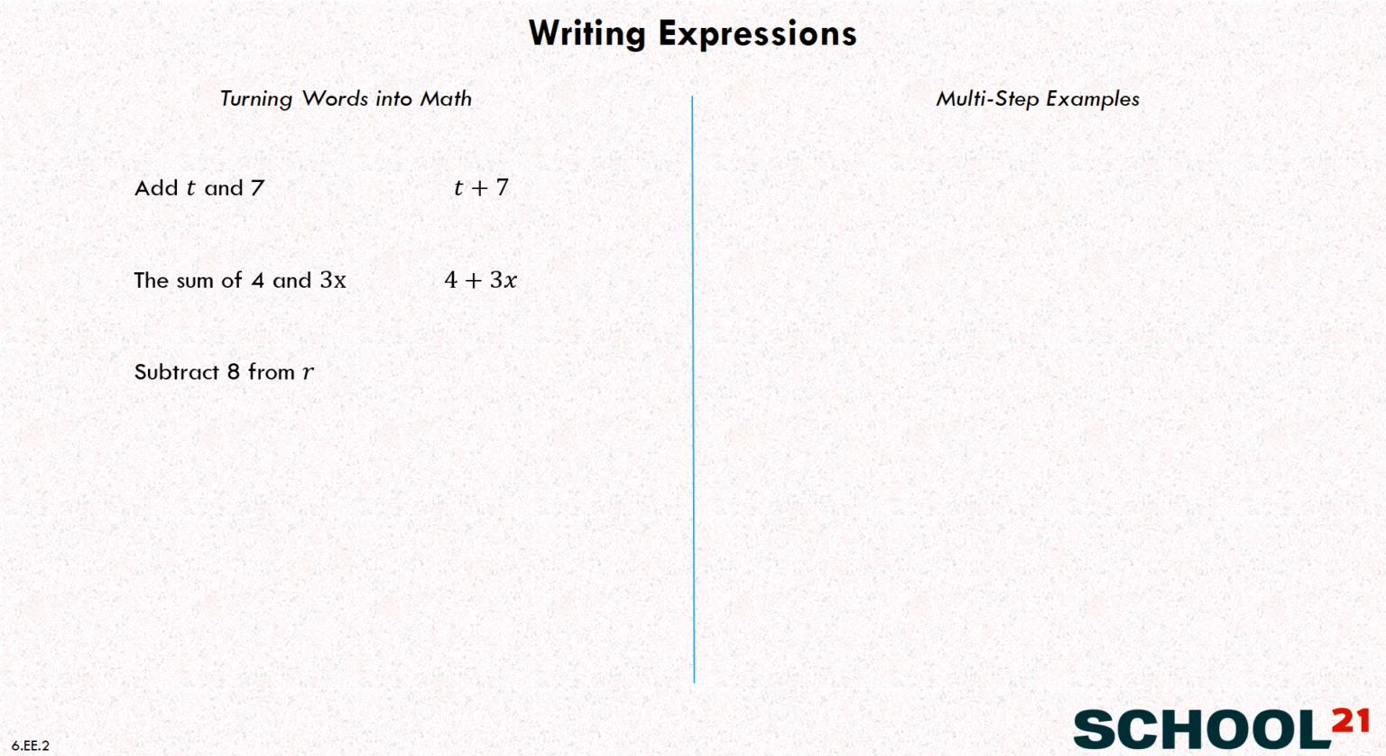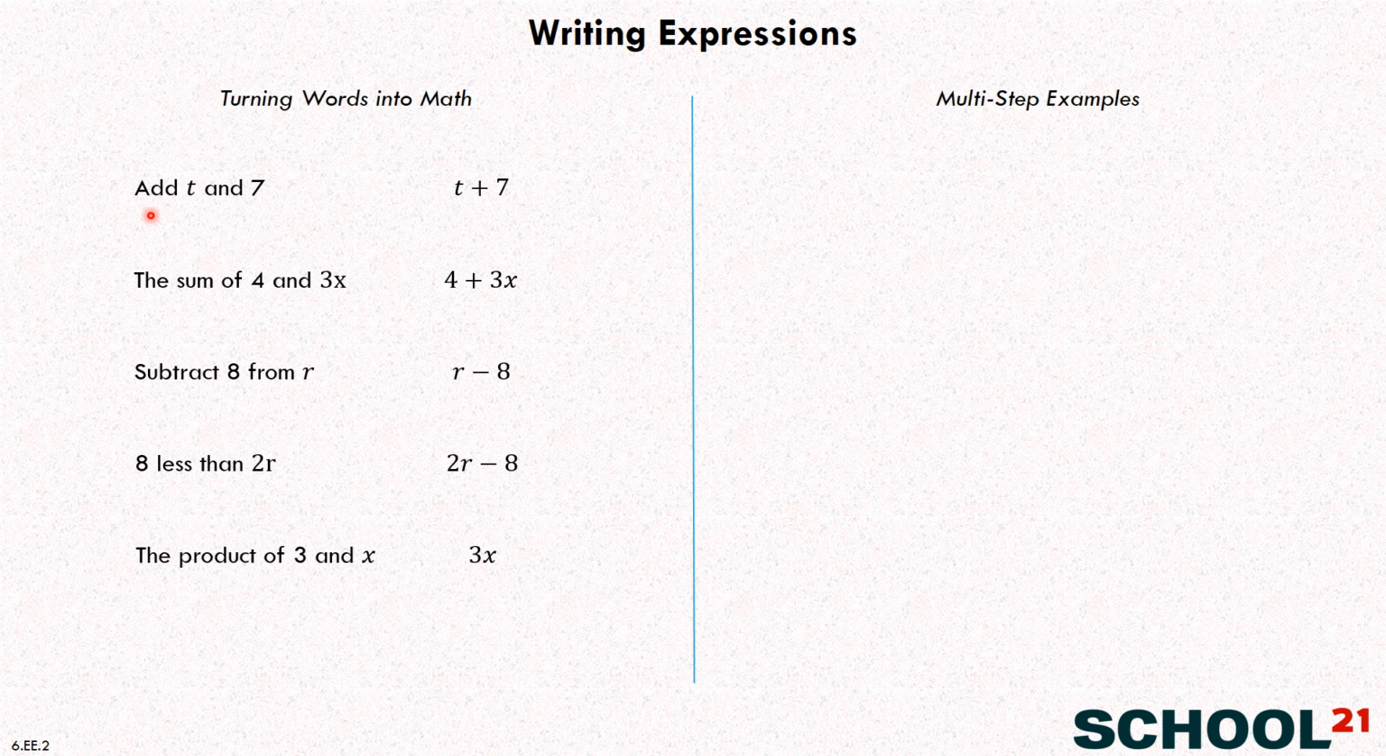How about this one? Subtract 8 from r. R minus 8. Very good. How about this one? 8 less than 2r. 2r minus 8. Very good. Okay, and how about this one? The product of 3 and x. 3 times x. 3 times x or just? 3x. 3x. Very good.